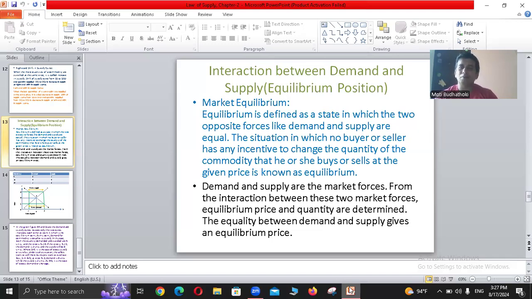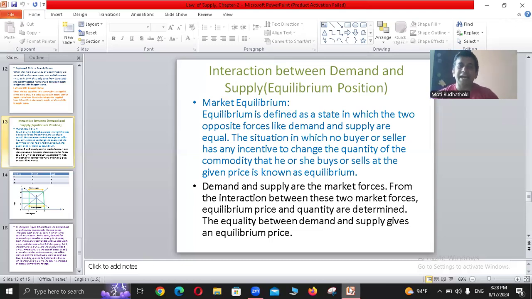Both producer and consumer. And what is market equilibrium? At first we discuss this. Equilibrium is defined as a state in which the two opposite forces, like demand and supply, are equal. The situation in which no buyer or seller has any incentive to change the quantity of the commodity that he or she buys or sells at the given price is known as equilibrium.